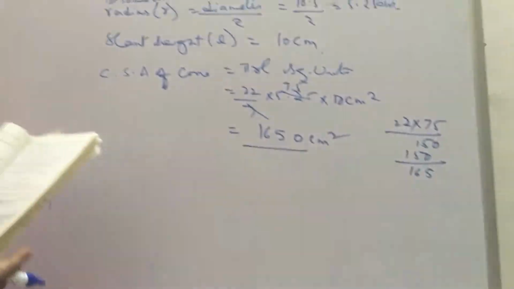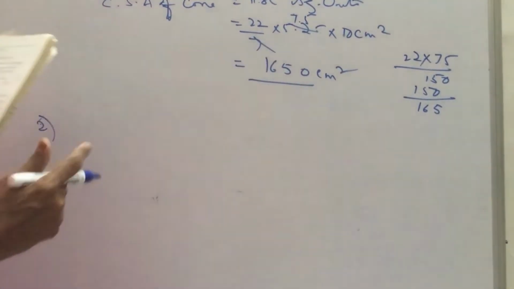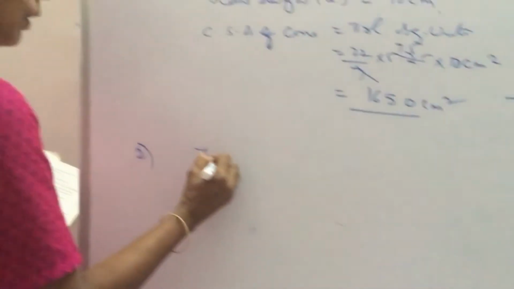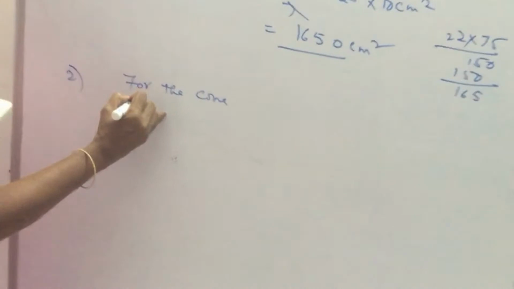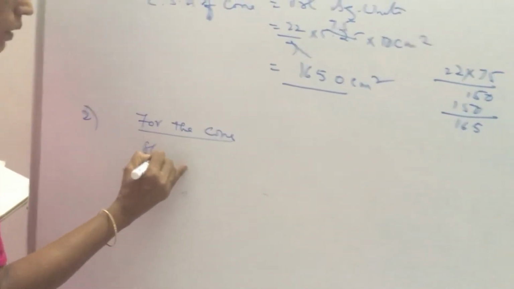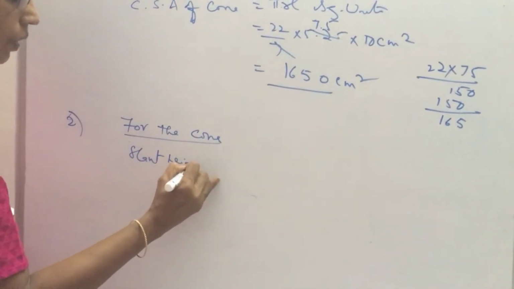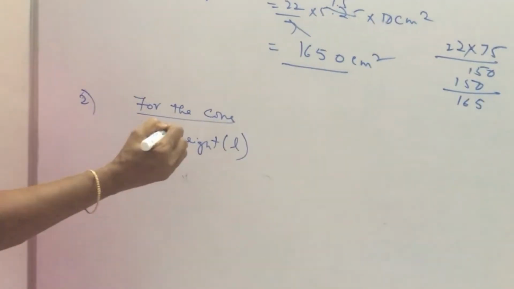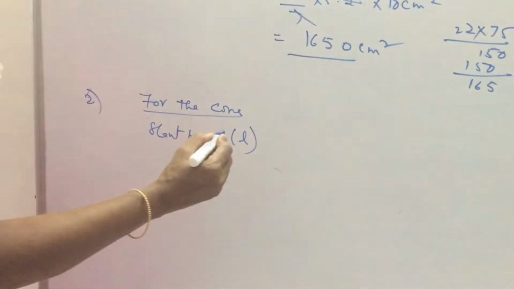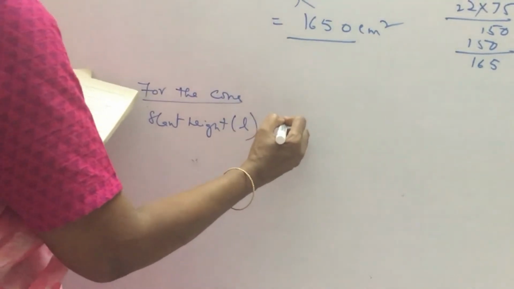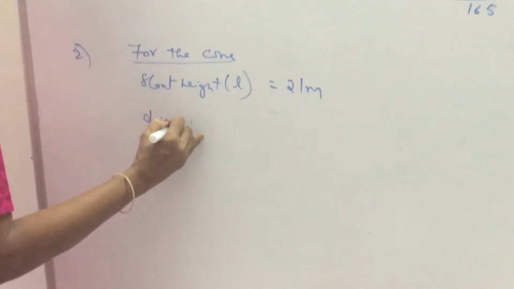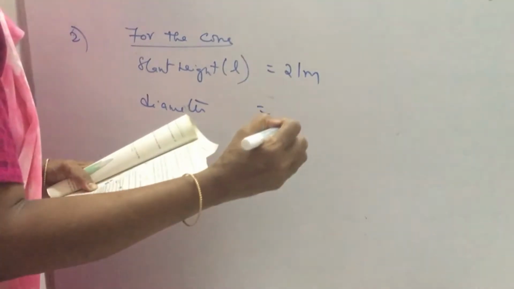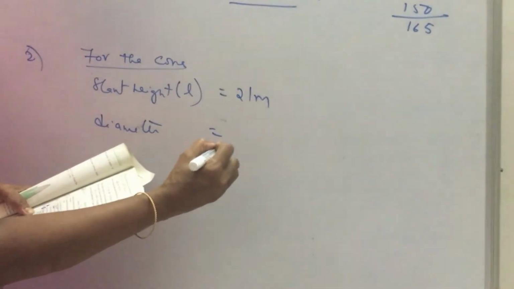Second sum. Find the TSA of the cone if the slant height and the diameter of the base is given. For the cone, what are you given? You are given slant height. How much is your slant height? The slant height l is equal to 21 meters. Diameter is equal to 24 meters.